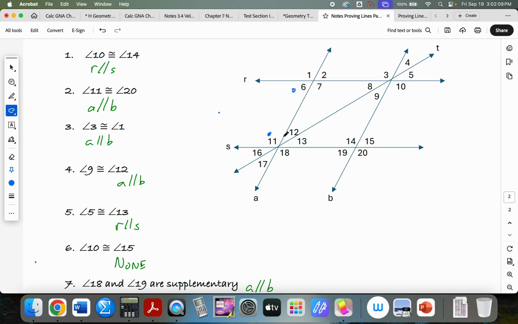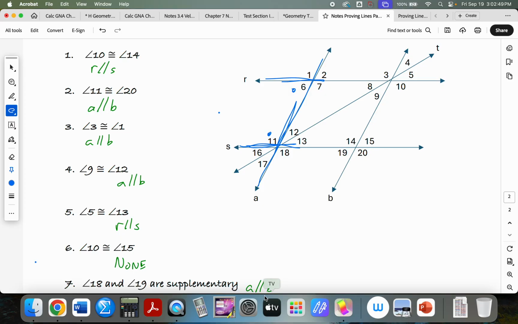Number 8. I got S and R. Okay. How come? Well, 6 and 11 are the same side interior angles, right? Angle 6 is connecting to R and A, and angle 11 is connecting to S and A. And since A is crossing both those parallel lines, they're parallel.